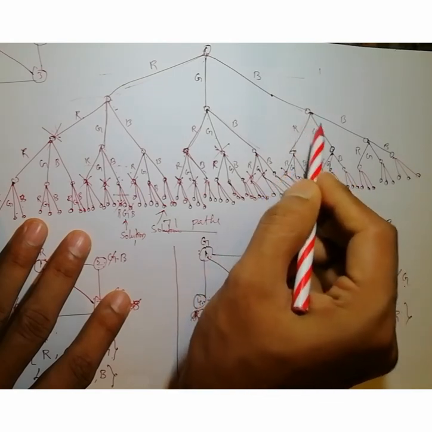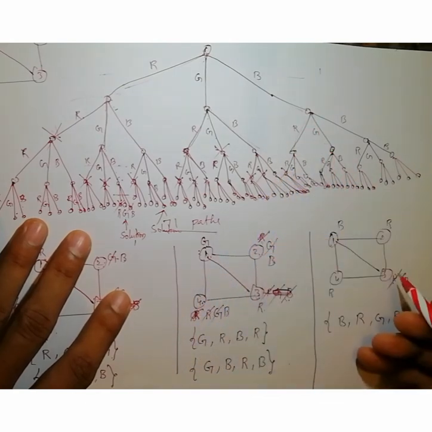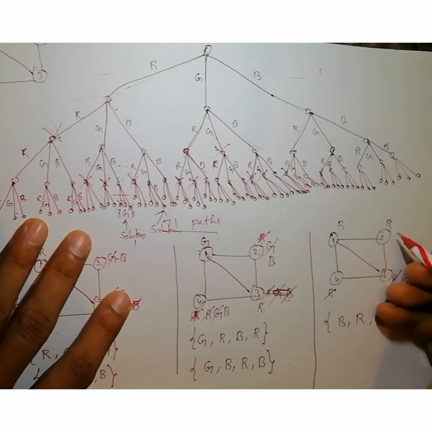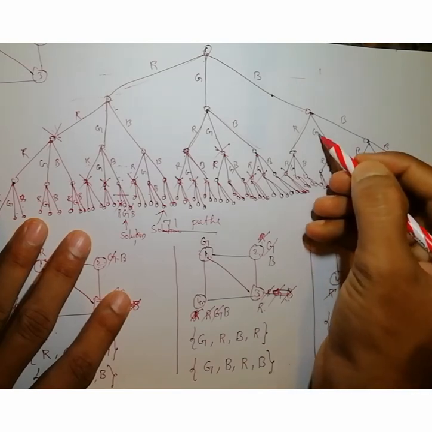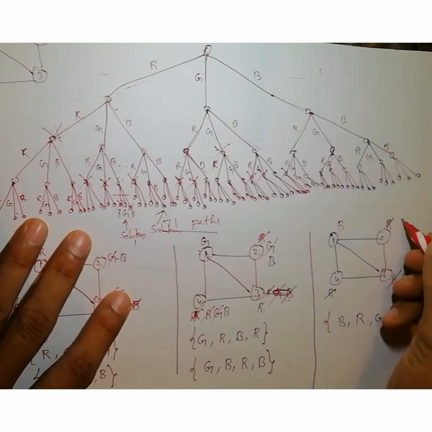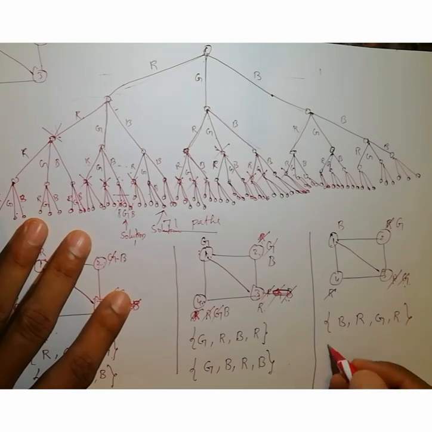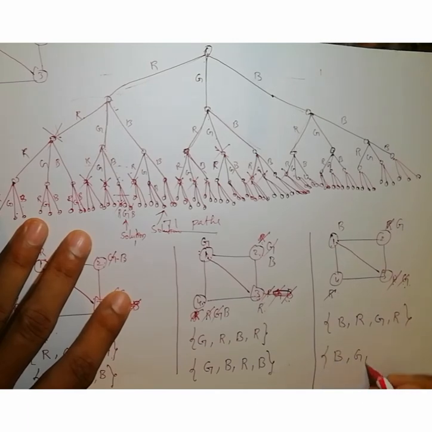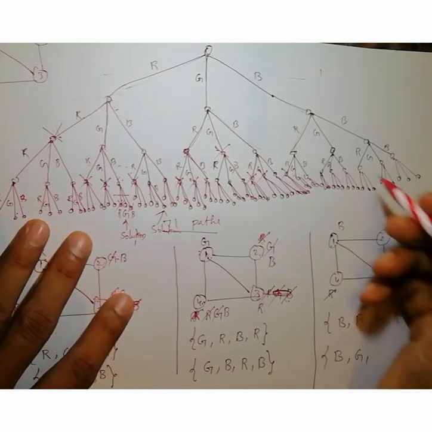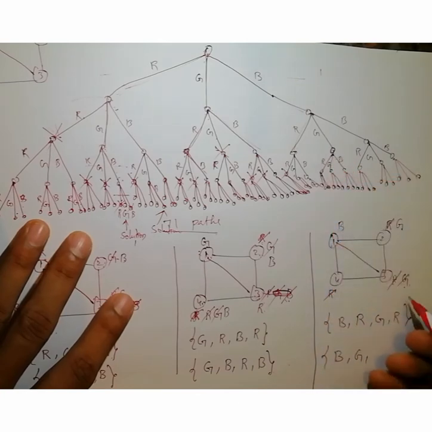So can I give green color for the second vertex? Just 2 times we are backtracking. Can I give green color for vertex 2? Yes, I can give. So initially B, then G, green color if I give. Again, can I give red color for the third vertex? Yes, I can give, because these 2 adjacent vertices have different colors.